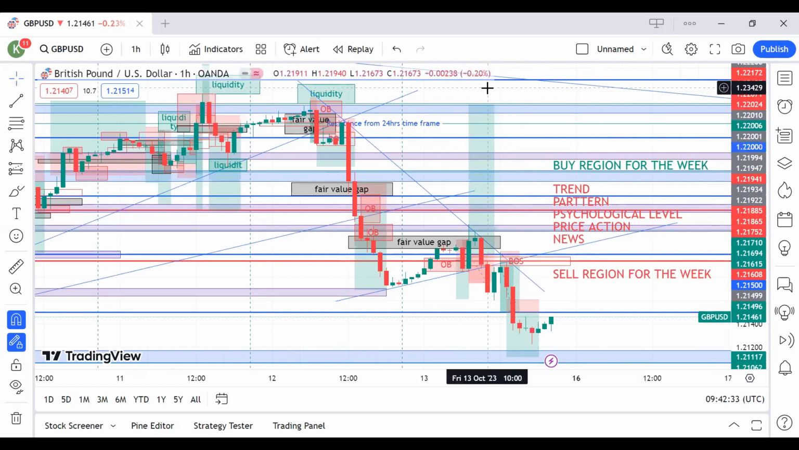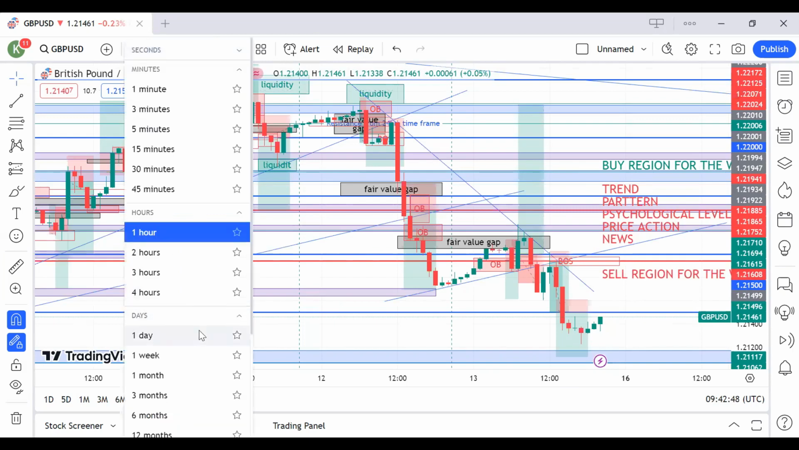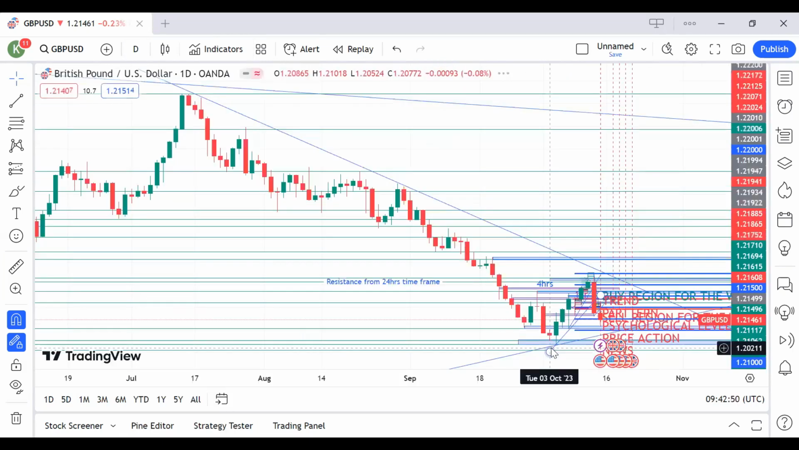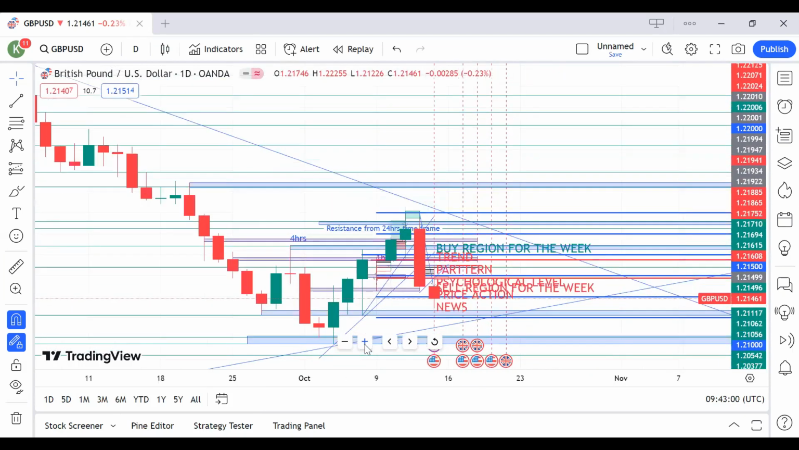So this is why we are paying much attention to ICT and smart money concepts, because it will help us to be able to spot longer entries so that we can make more money. The most important thing in this market is making a lot of money. So let's go back to the 24 hours time frame so that we can complete my discussion there. I needed to give that review so that we can use it to make a better decision for the new week.